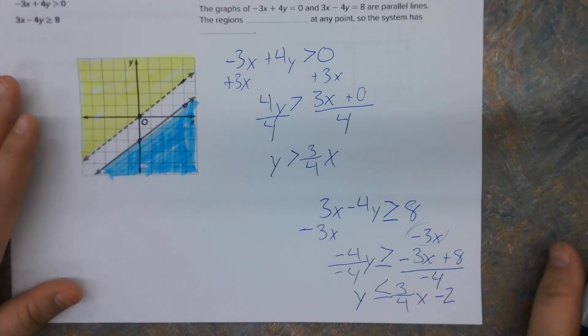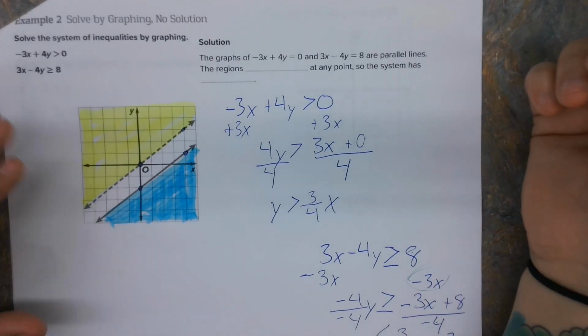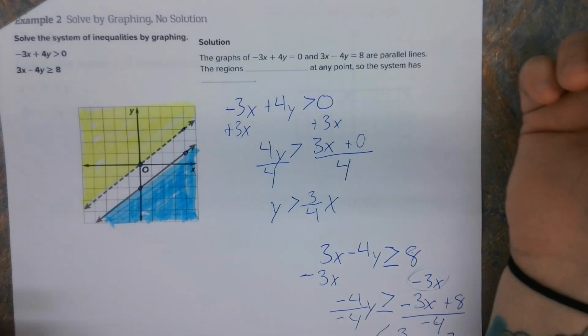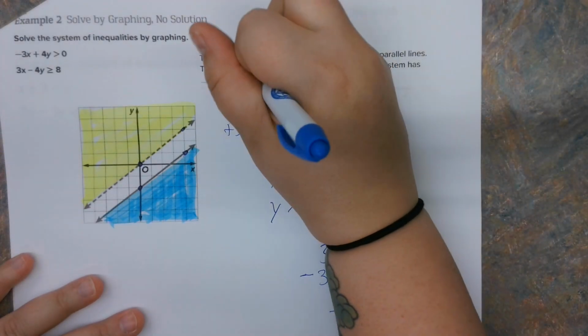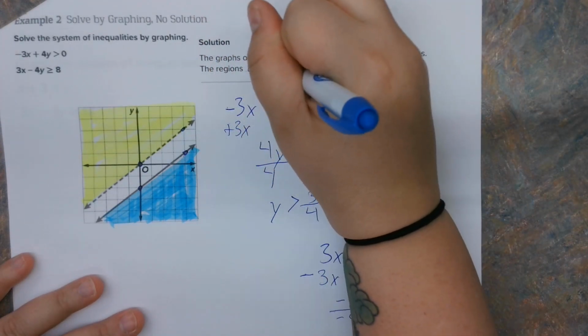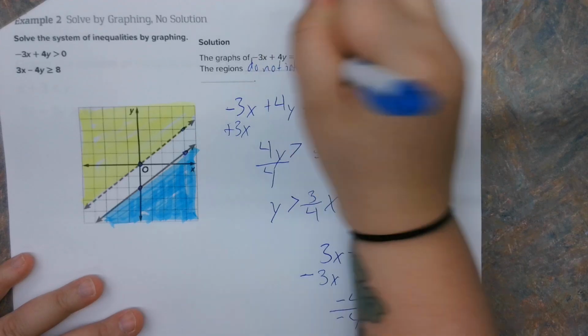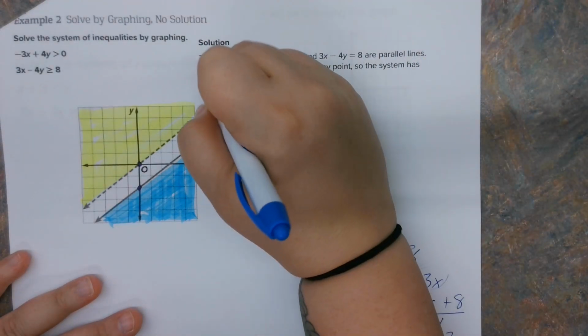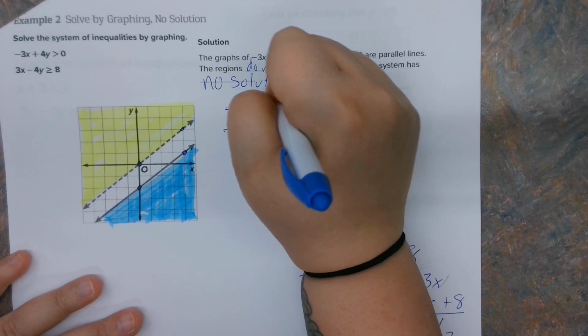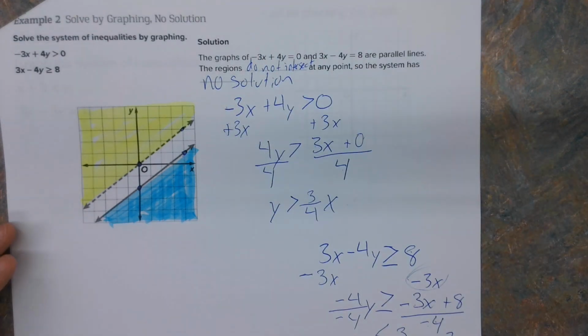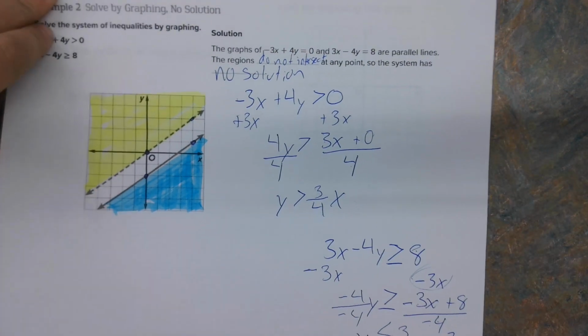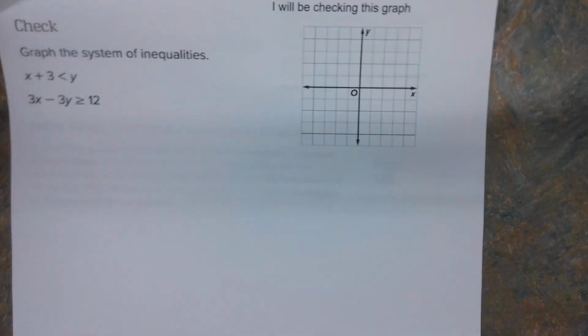So notice, remember, solutions are only where they intersect, where they cross, where they overlap. These two don't overlap. So when they don't overlap, they do not intersect at any point. So this has no solution. No solution.